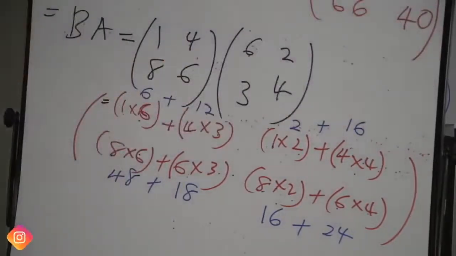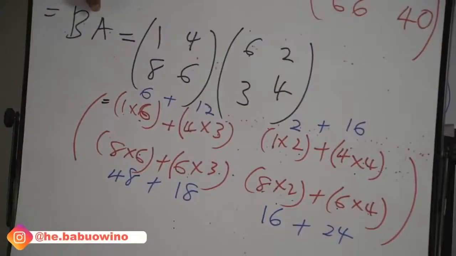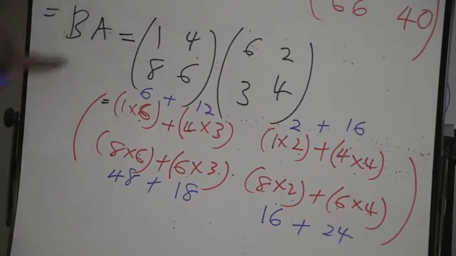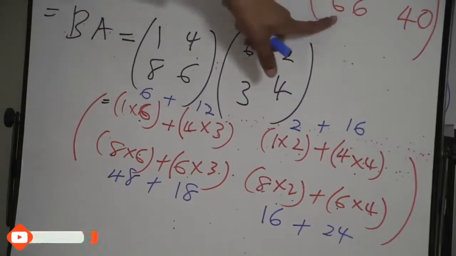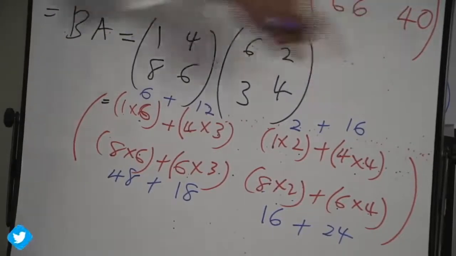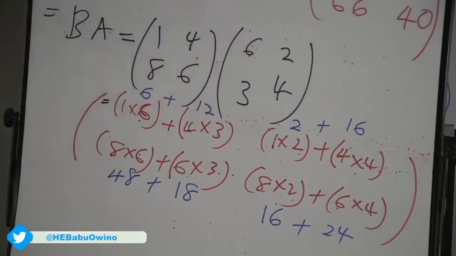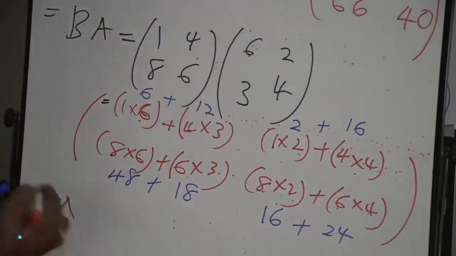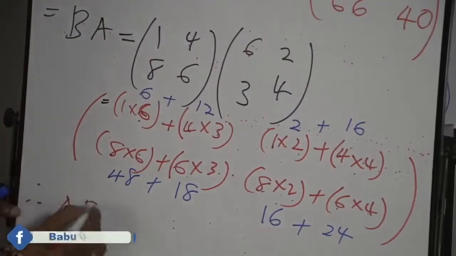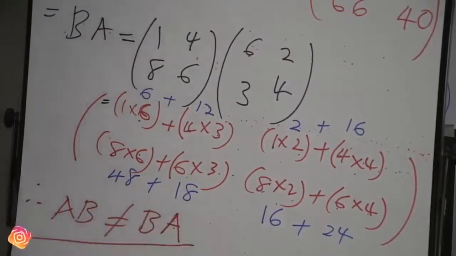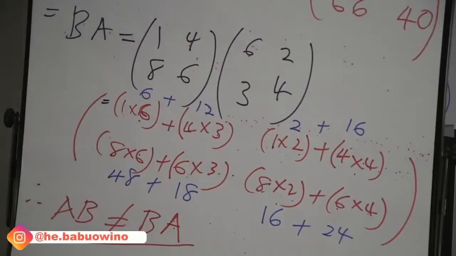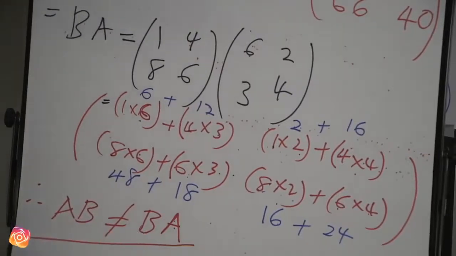So class, AB is equal to 22, 35, 36, 36. While BA is equal to 18, 66, 18, 40. Therefore, we conclude by saying that AB is not equal to BA. So when we conclude that way, we say that they are not commutative. So we are done with multiplication.